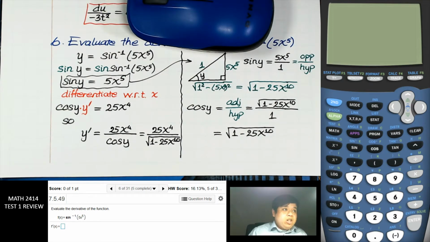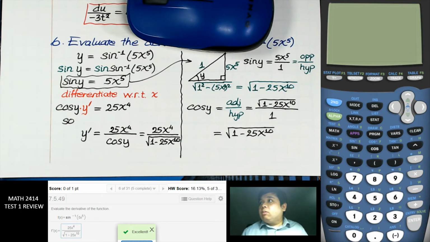If I hit the forward slash, it gives us a fraction: 25x to the fourth. And the square root is the backslash sqrt, the backslash sqrt, 25x to the 10 power. Right, that's good.